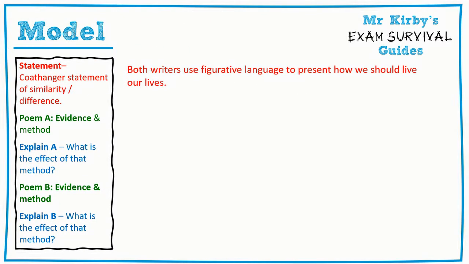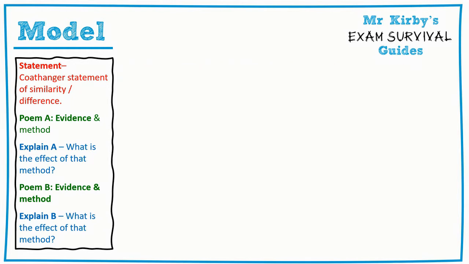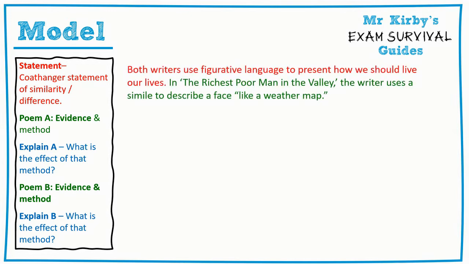So let's have a look at a model. First of all, we're going to have a statement at the start. So both writers use figurative language to present how we should live our lives. We are then going to have an addition of a piece of evidence. So in the richest poor man in the valley, the writer uses a simile to describe a face like a weather map. We're going to explain that.